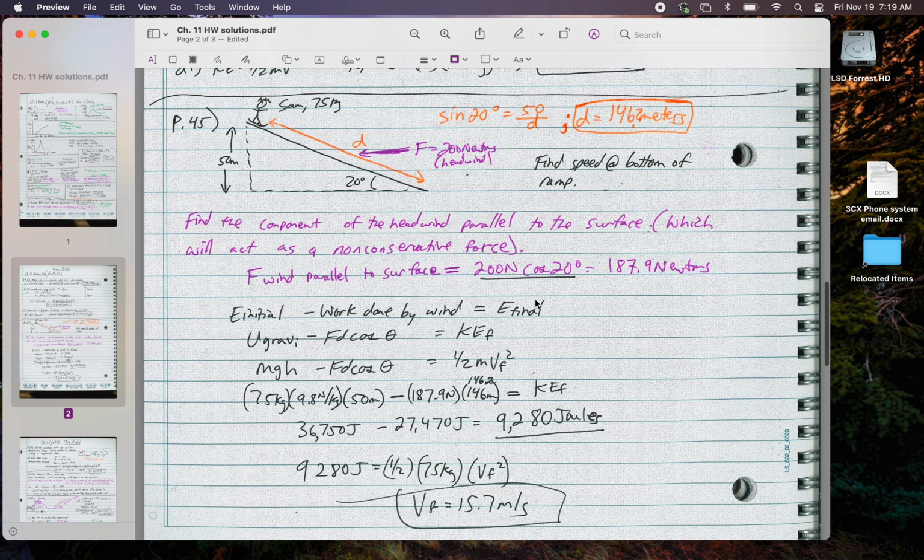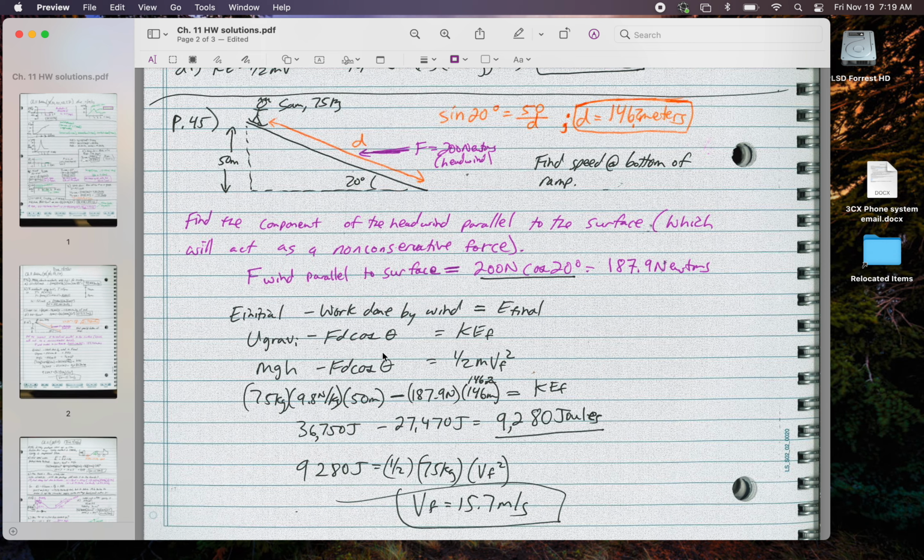Problem 45 was kind of neat because in this case we've got someone sliding down the hill. I need to figure out the length of the hill based on this height and this angle, so that's just trigonometry. I need to find the speed at the bottom, but my initial gravitational potential energy is going to lose energy due to a non-conservative force done by the wind. But the wind is blowing horizontally and the person is not sliding down horizontally. So we need to find the component of the 200 newton wind force that is acting against the person's motion. That will be the cosine of 20 degrees.